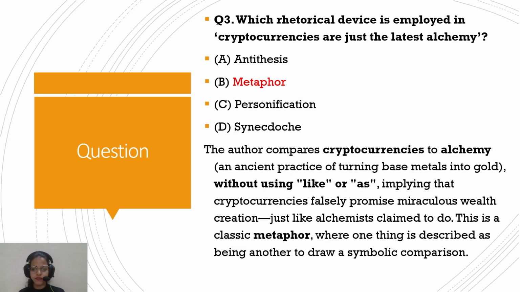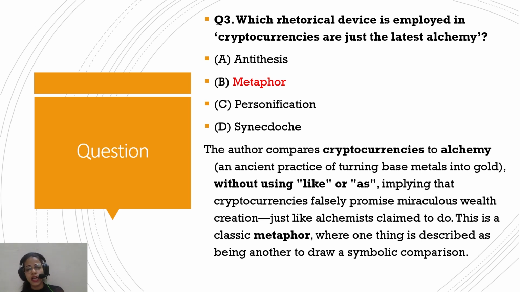So D. Now, this question is about rhetorical device. We will do it in detail in our grammar section that is going to be following this section. But okay, since it's a previous year question, we'll try to solve it. So which rhetorical device is employed in the line cryptocurrencies are just the latest alchemy? As I had explained, alchemy is the ancient practice of turning a metal into gold.